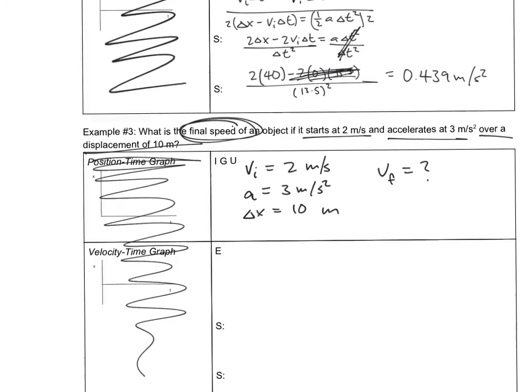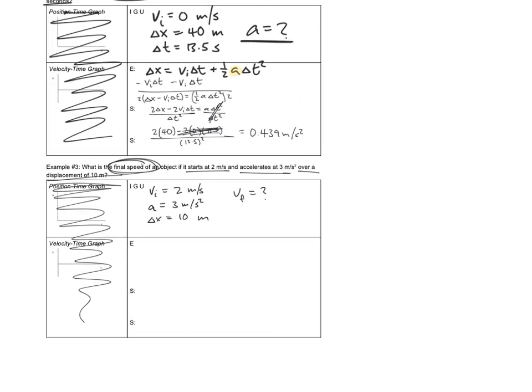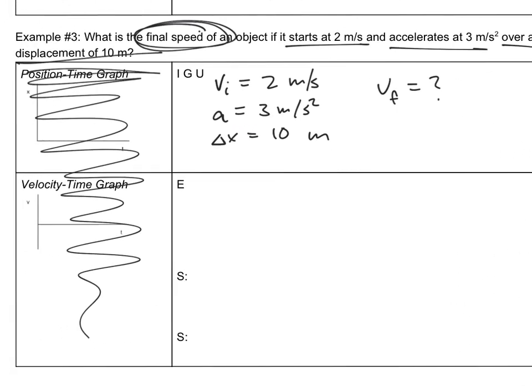Next up, we have to choose an equation that has all of those things in it. Looking back, oh, I have lost my equations. Well, if you go look at them on the other page in your notes, you'll see that the correct equation that has all of these things in it is VF squared equals VI squared plus 2A delta X. It's got VF and VI, and it's got acceleration and displacement.